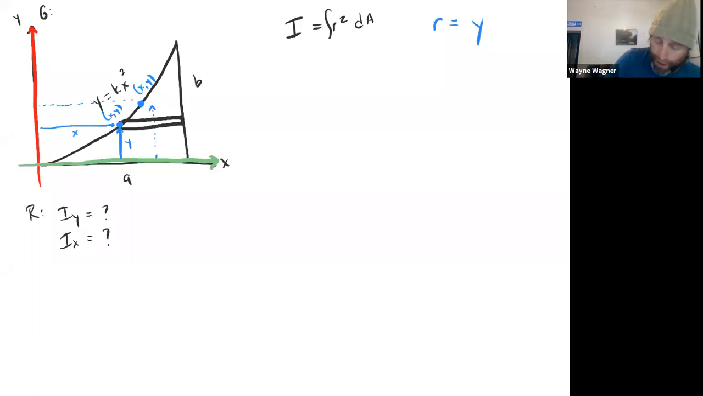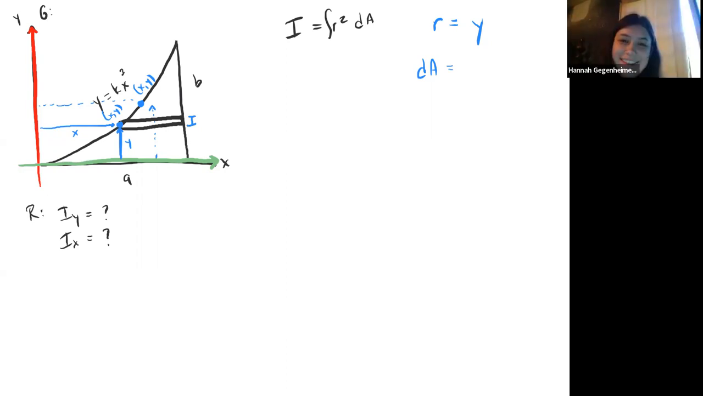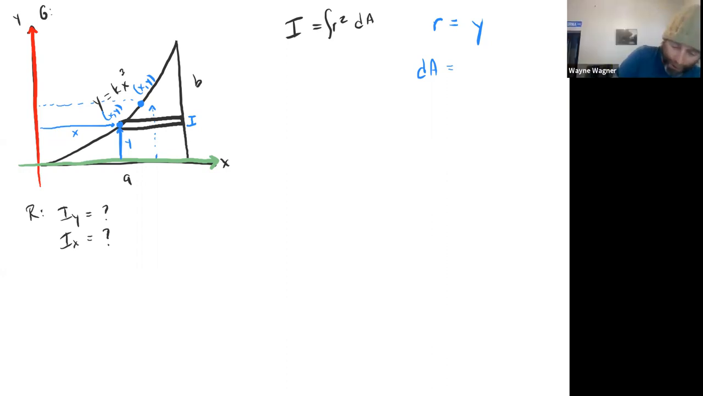Okay, so now we've got R. Now we need to get dA. So this is a rectangle, so we've got a thickness right here. Anybody? What's the thickness? dx. No, dy. dy, right, because notice it's vertical. So this is a dy. So now we have to get this bit right here.